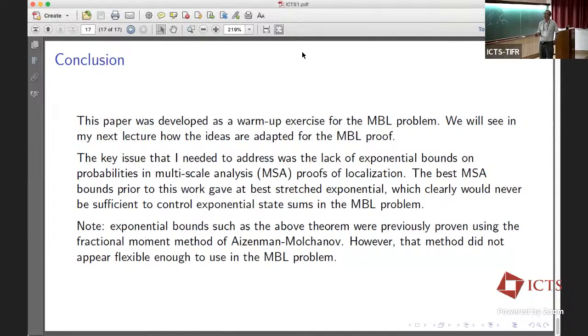because it was proved by the fractional moment method of Aizenman-Molchanov. But that was not a multi-scale analysis problem. That was not an RG analysis, and so there did not seem to be any possibility of adapting that idea to the MBL problem. That's why I had to devise this, basically redo Anderson localization in this suitable method.